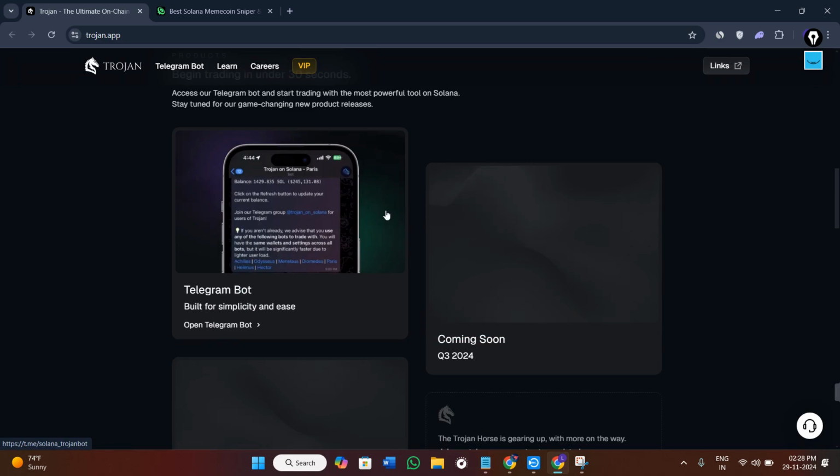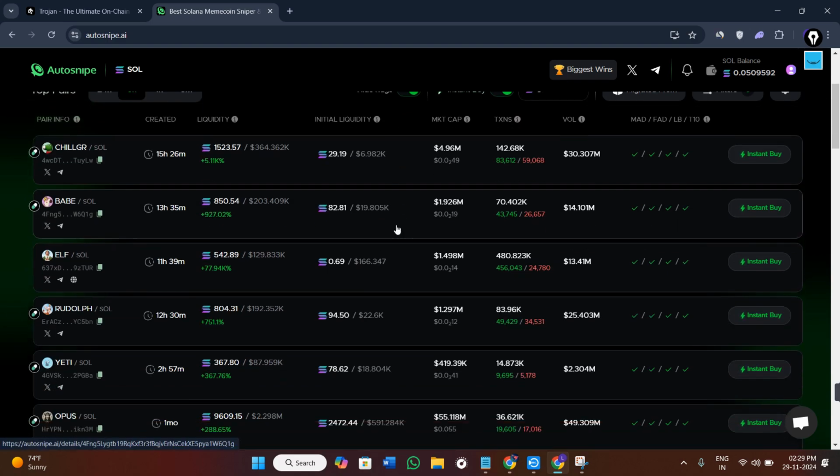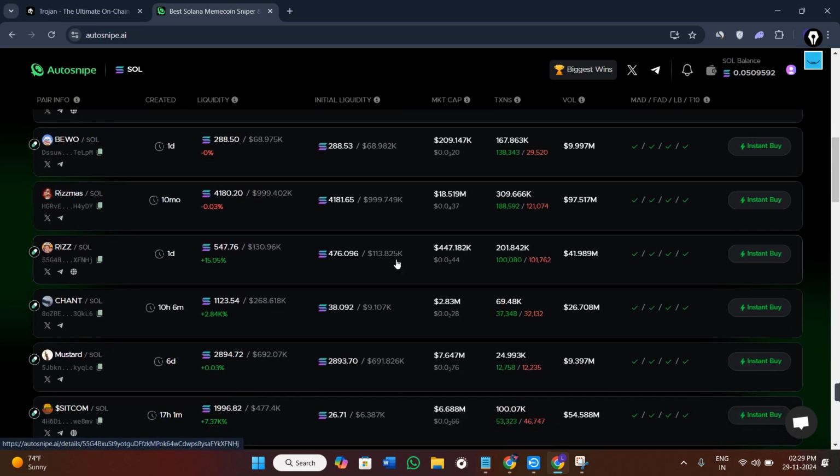the perfect fit. On the other side, we have Autosnipe AI, which is an AI-powered trading platform that automates trades and allows you to copy top traders in the community. With features like AI Sniper and rug and scam detectors, Autosnipe stands out for its low fees and hands-off approach to trading. It's perfect for those who want to let AI do the work while minimizing their cost.